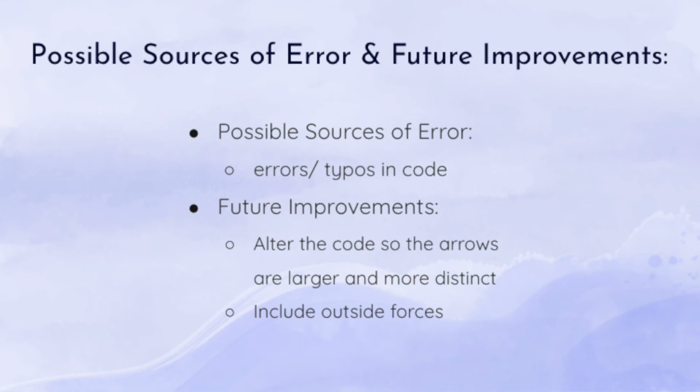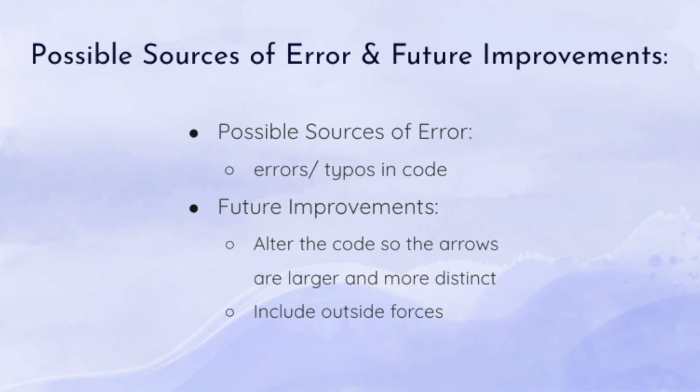After completing this lab, I have come up with some possible sources of error and improvements that I would implement in the future if I were doing this lab again. Some potential sources of error are mainly typos in the code, which would result in an output that is not accurate. This is not likely, but it is always possible to make a human error. As for future improvements, I could have made my code make the arrows for the forces larger or more distinct at all times. We could also consider more outside forces that might act on the star to make the trajectory more accurate.